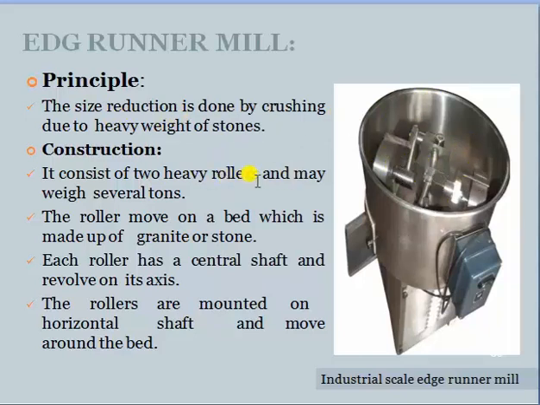It consists of two heavy rolls, and many weigh several tons. These are the two rolls. The rollers move on the bed which is made up of granite or stones. Each roller has a central shaft and revolves on its axis. Means these rolls are moving on their axis also, and with the help of this rotor, again it will rotate in this shaft also. The rollers are mounted on a horizontal shaft and move around the bed.